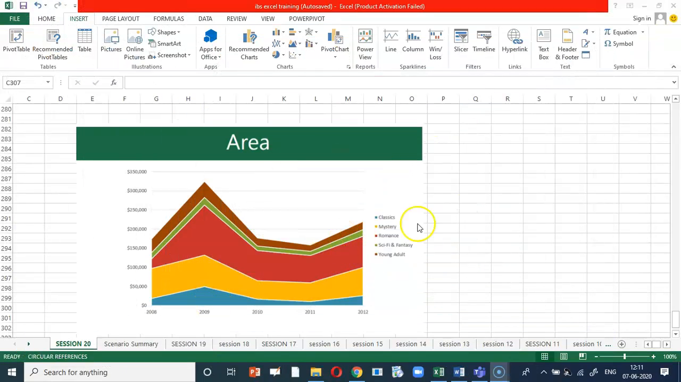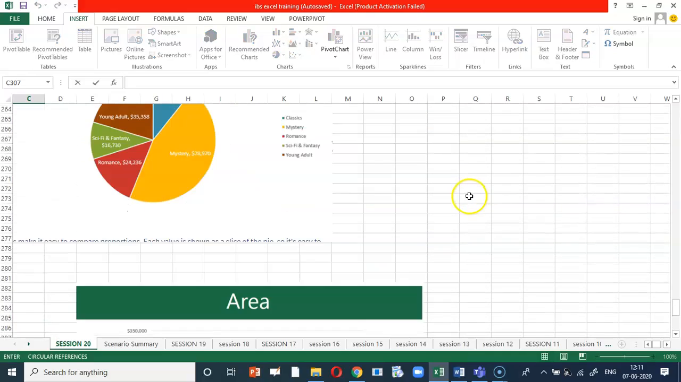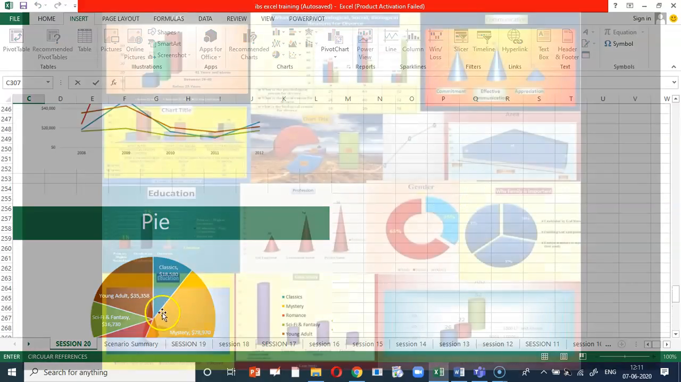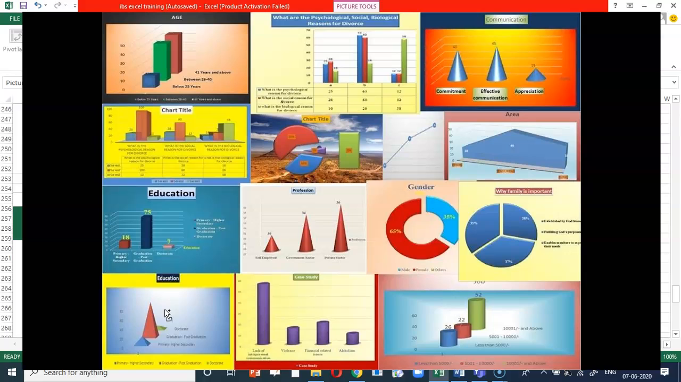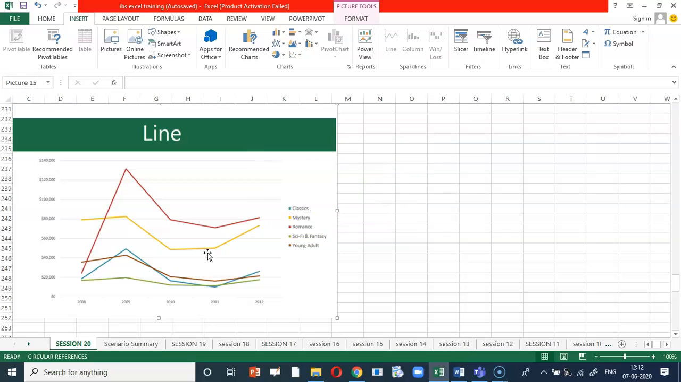So dear students, we have discussed various types of charts in this session, and I have shown you with the help of the data set the formation of various chart functions. We shall discuss in detail in our next session with examples.